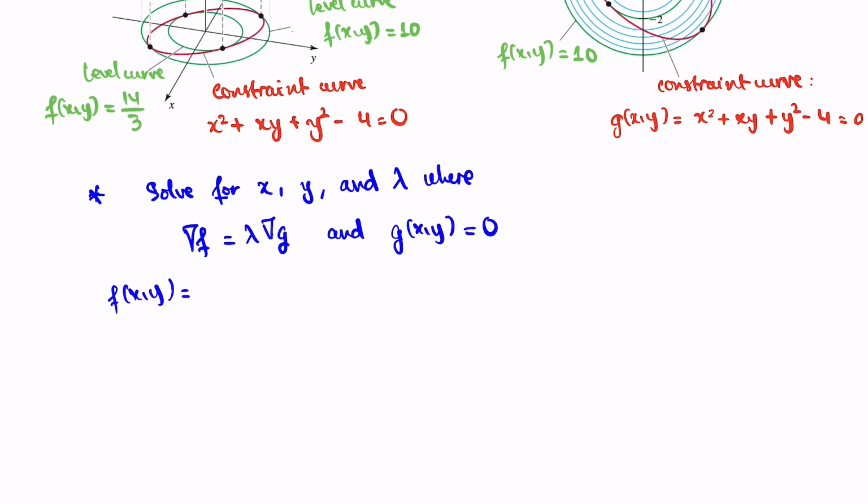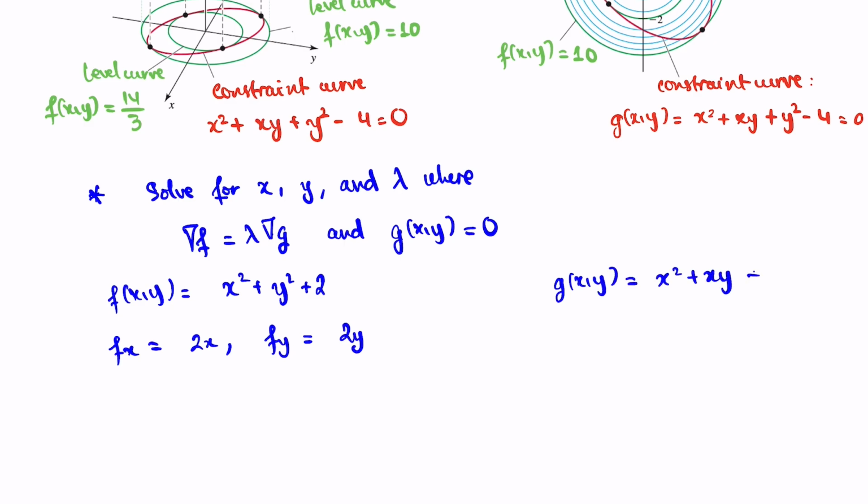So f of x comma y equal to x squared plus y squared plus 2. Then f sub x is equal to 2x, f sub y is equal to 2y. Now for g of x comma y, you have x squared plus xy plus y squared minus 4. Therefore, g sub x is equal to 2x plus y, and g sub y is equal to x plus 2y.